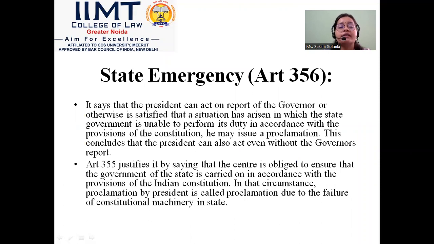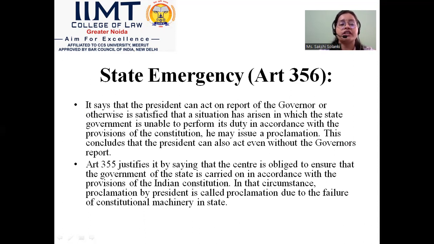Now, let us understand what is state emergency. We have understood the national emergency and its effect, and we have read the provision of Article 352 also. Now Article 356 says that the President can act on the report of the governor, or otherwise if satisfied that a situation has arisen in which the state government is unable to perform its duty in accordance with the provision of the Constitution, he may issue a proclamation. This concludes that the President can also act even without the governor's report.